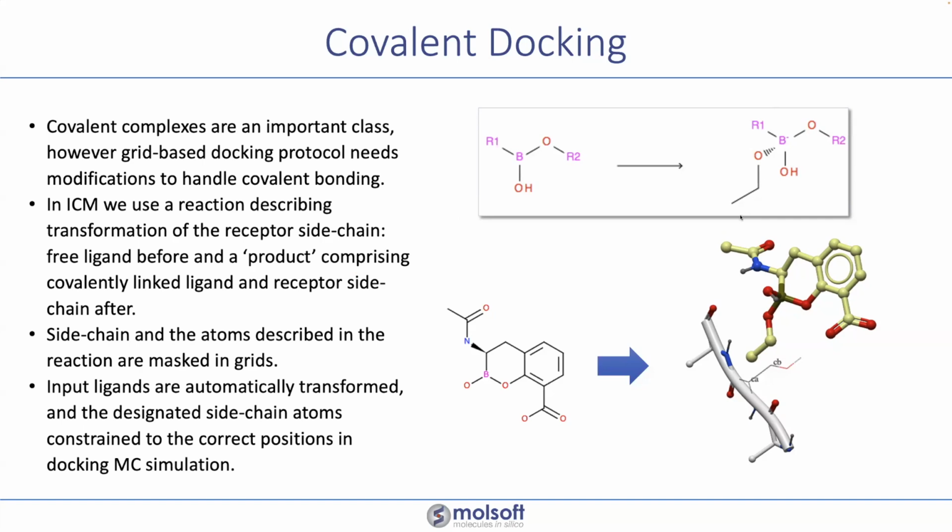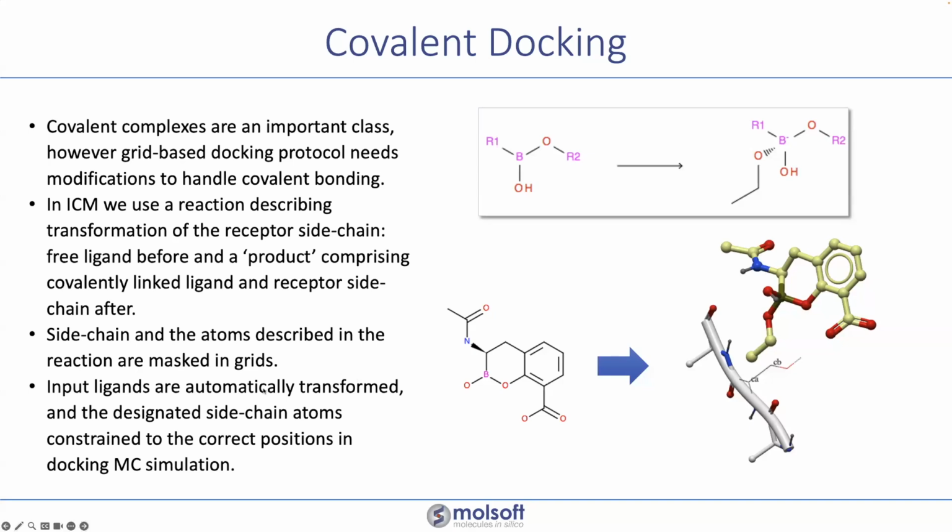So here we have an example with serine, but in our EGFR structure, there's a cysteine that is targeted in the ATP site.